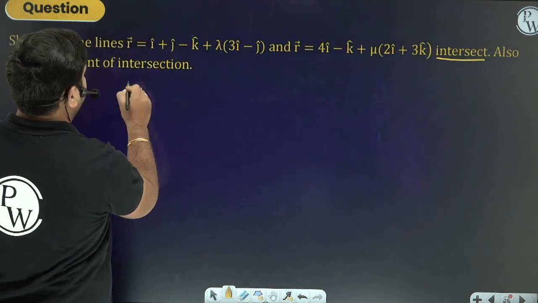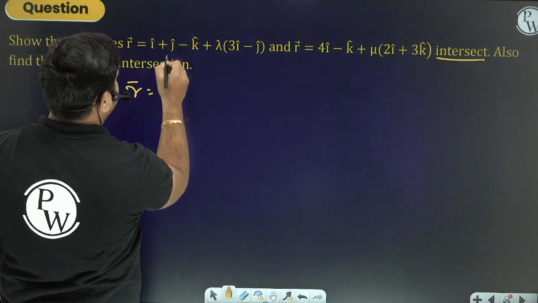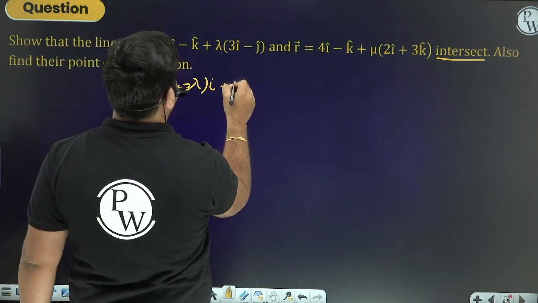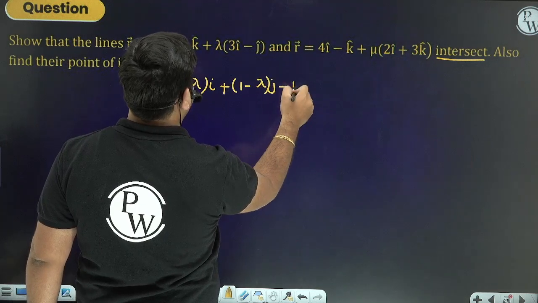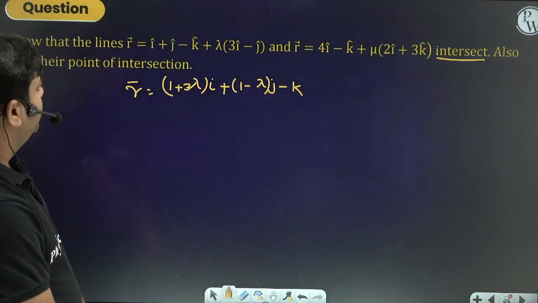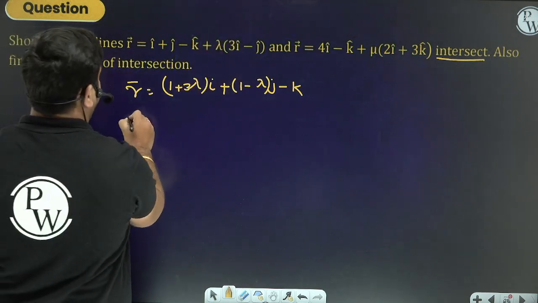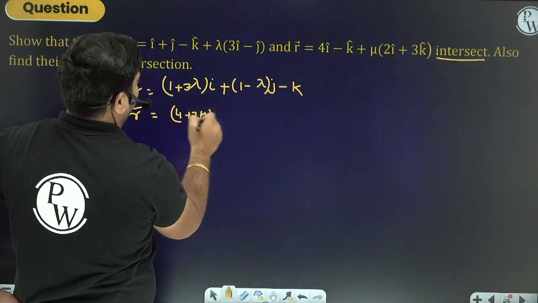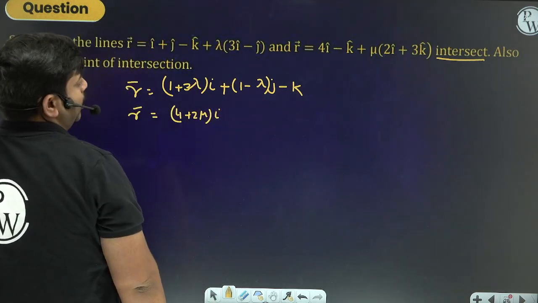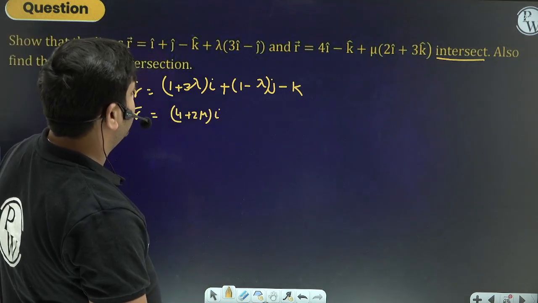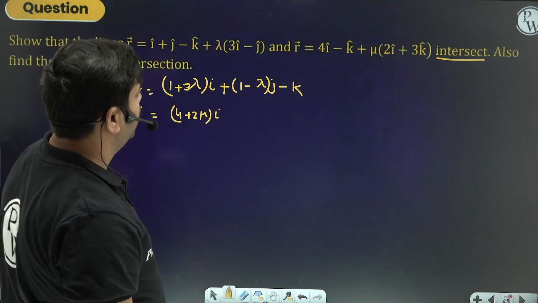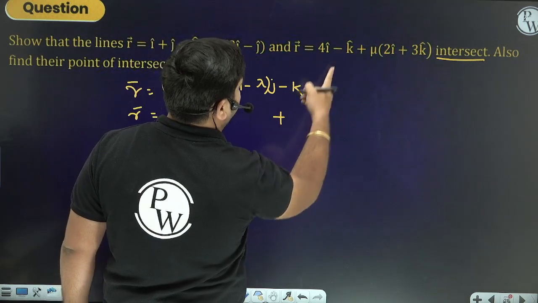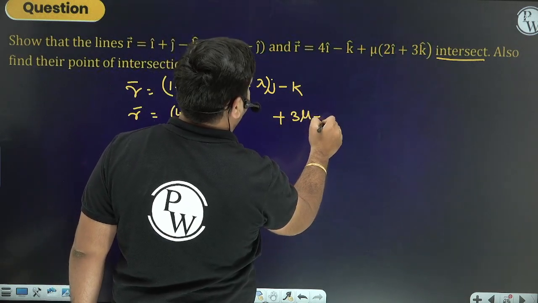So r bar is equal to, if you take i, 1 plus 3 lambda times i, plus what about the j? j is 1 minus lambda times j, minus k. And what about the other r bar? Here, taking i, 4 plus 2 mu times i. And what about j? There is no j term at all. If there is no j term, it is very easy to bring the value. Plus k: this is minus 1 and this is 3 mu, so (3 mu minus 1) times k.